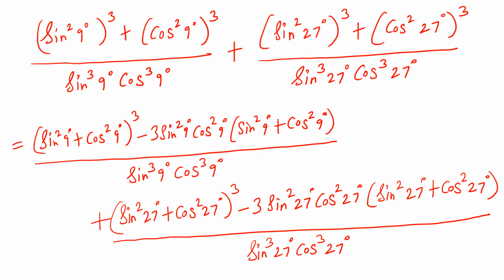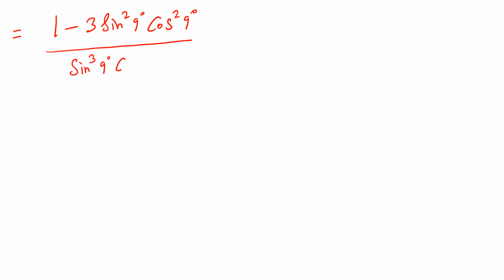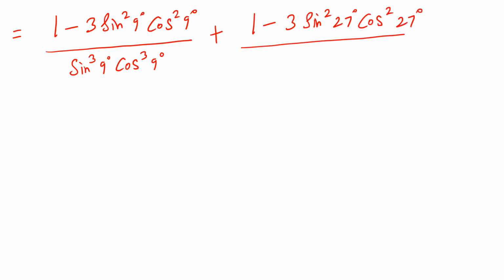Now students, we move further. Now students, this can further be written as (1 minus 3 into sine square 9 degree into cos square 9 degree) whole divided upon sine cube 9 degree into cos cube 9 degree, plus (1 minus 3 into sine square 27 degree into cos square 27 degree) divided upon sine cube 27 degree into cos cube 27 degree. Right?